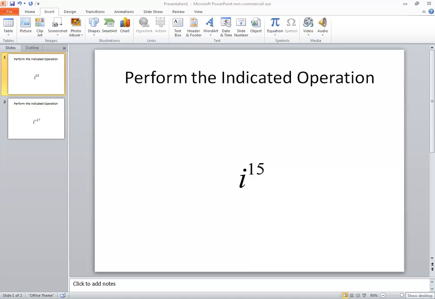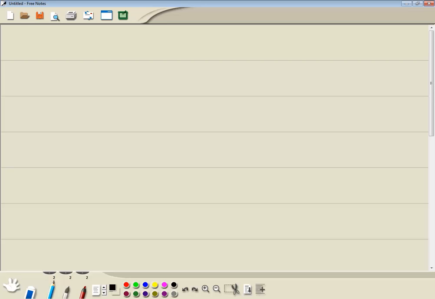Take a look at i to the 15th. Whenever you have i to a power and you're doing it by hand, what you can do is divide by 4. It's always dividing by 4. This is old style division.